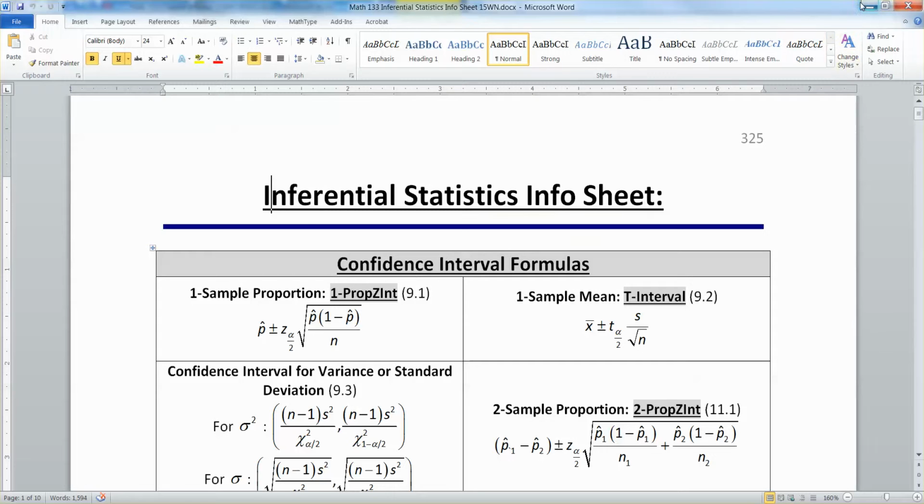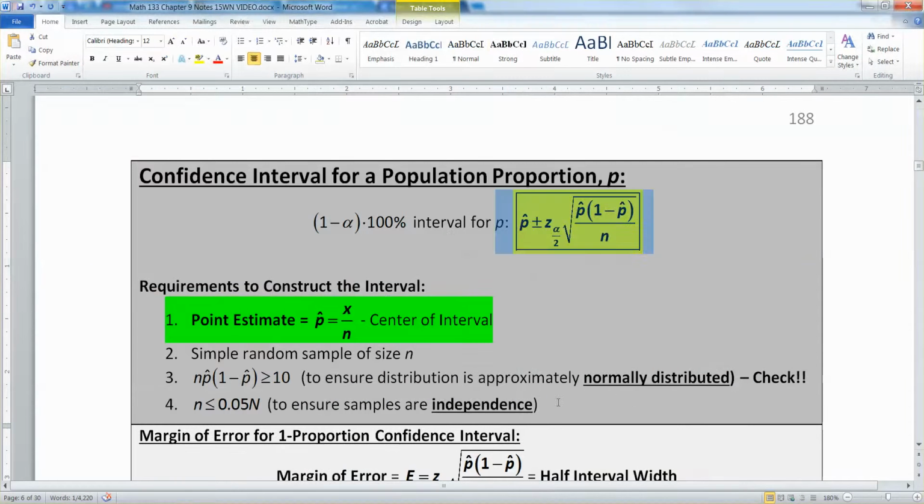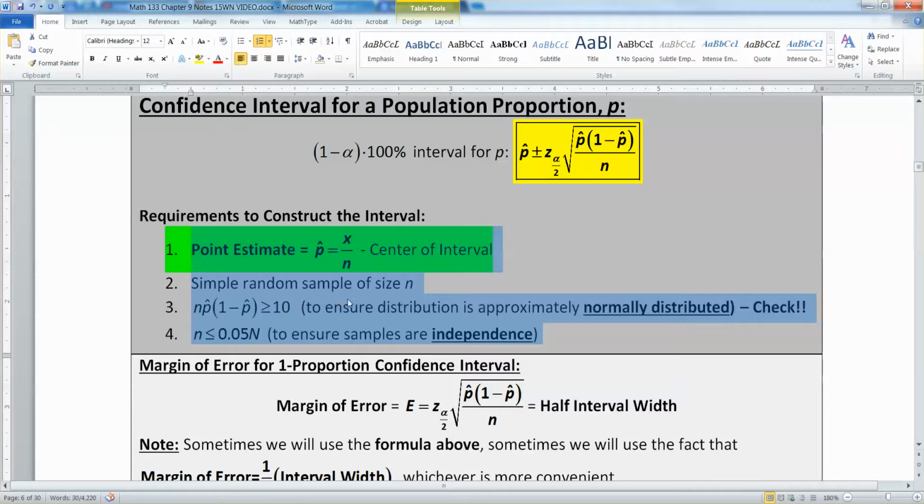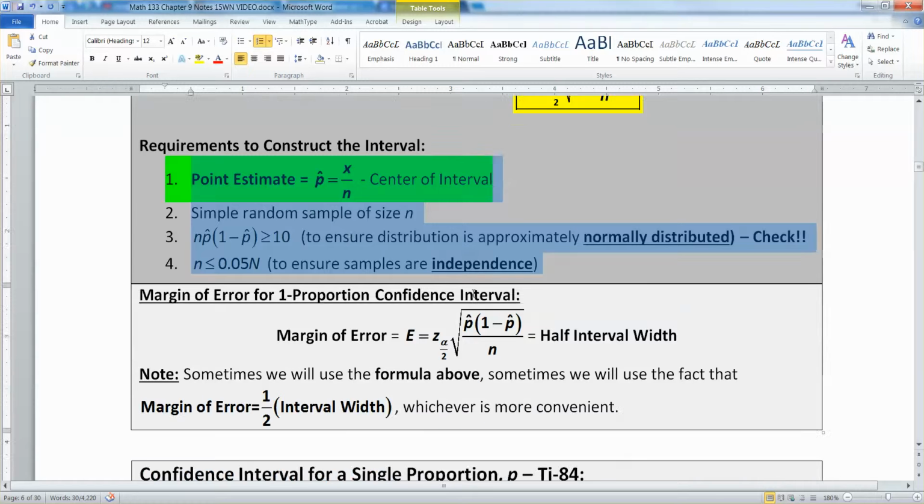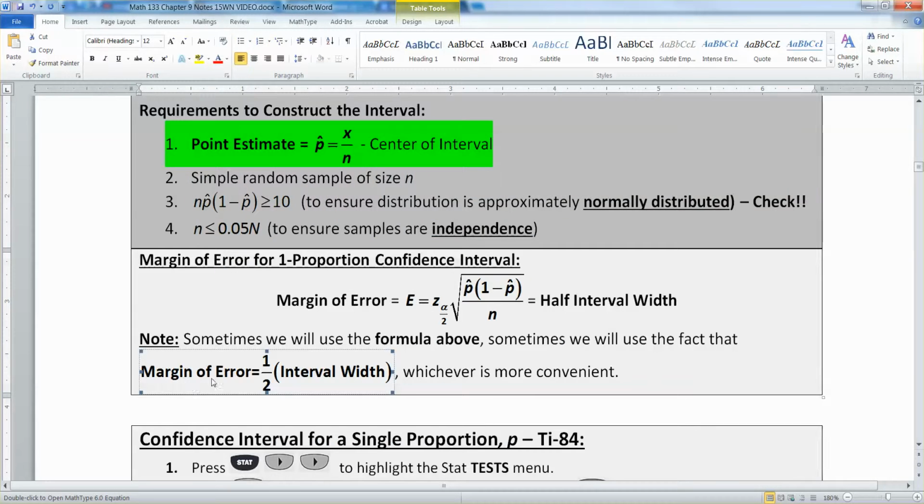Okay, so we don't need to memorize the formula, but we do need these requirements, and those requirements could possibly be put into your note sheet for the exam, as well as remembering that the margin of error is half the width of the interval, always useful and helpful to know.